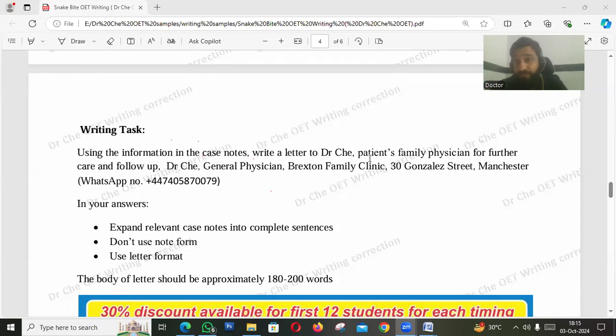And I used to take classes from many tutors and even Benchmark as well. But no one guided me properly, no one pointed out my mistakes, where I was making mistakes. But Dr. Che helped me a lot. He pointed out my minor mistakes, and due to his classes, this time I got 420 marks in writing. 320 to 420, a 100 marks improvement. In my real exam, I got 400, but you got 420.